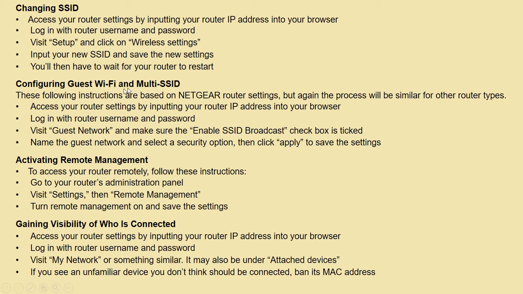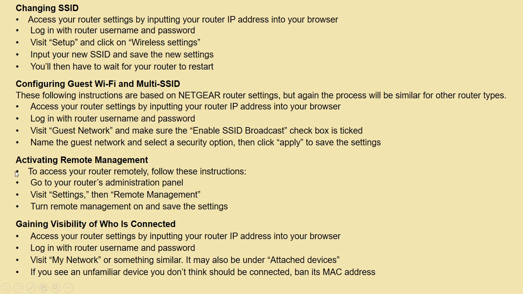Then configuring guest Wi-Fi and multi SSID. These following instructions are based on Netgear router settings, okay. But again the process will be similar for other router types, okay. Same thing is there. Access your router settings by inputting your router IP address into the browser. Log in with router username and your password. Visit guest network and make sure the enable SSID broadcast checkbox is ticked, and name the guest network and select a security option, then click apply to save the settings.